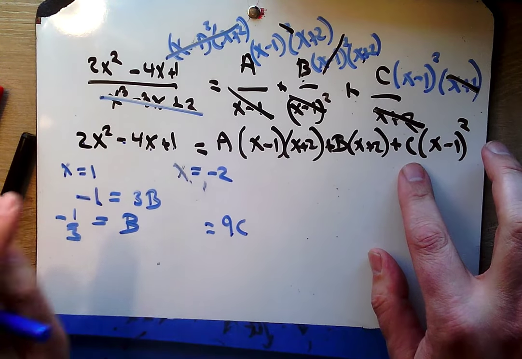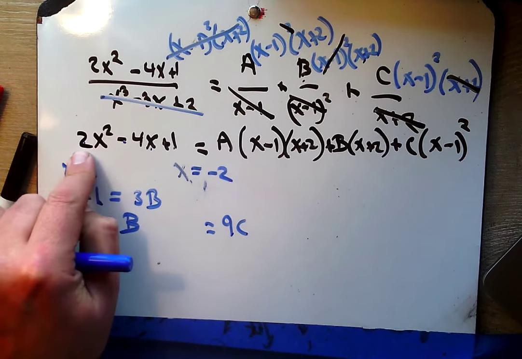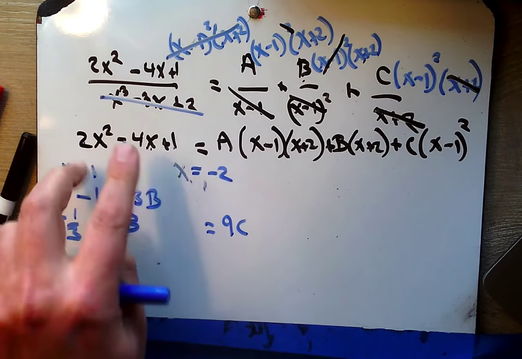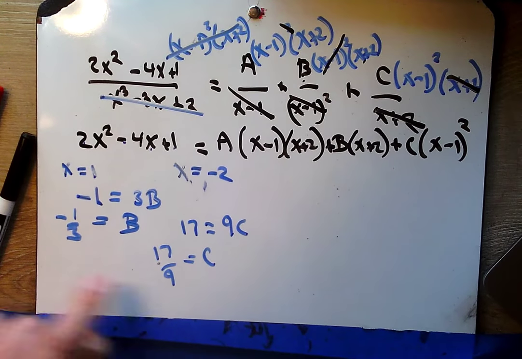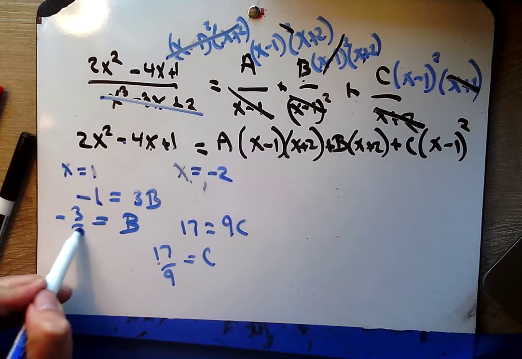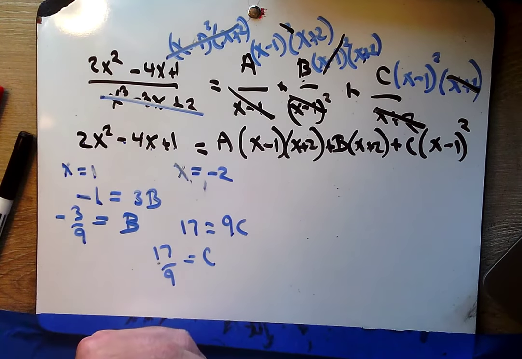Now what happens if we plug that negative 2 in here? Negative 2 times negative 2 is 4. 4 times 2 is 8. Negative 2 times negative 4 is also 8, so now I'm up to 16 plus 1 is 17. And so C is 17 ninths. Now I see ninths here, and I'm going to turn this into minus 3 ninths, because I wonder if that will be easier as I go along.